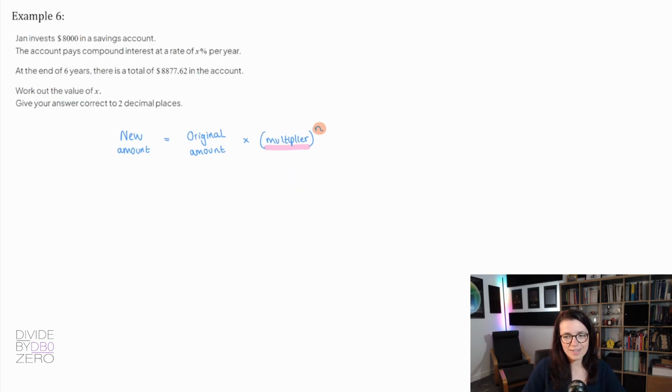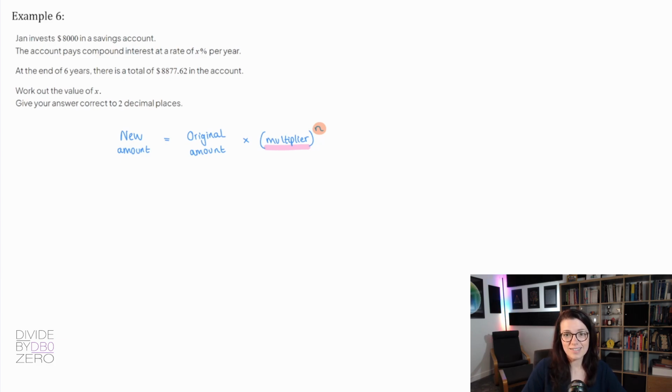Last example, Jan invests $8,000 in a savings account. The account pays compound interest at a rate of X% per year. At the end of 6 years, there is a total of 8,877.62 in the account. Work out the value of X. Give your answer correct to 2 decimal places.